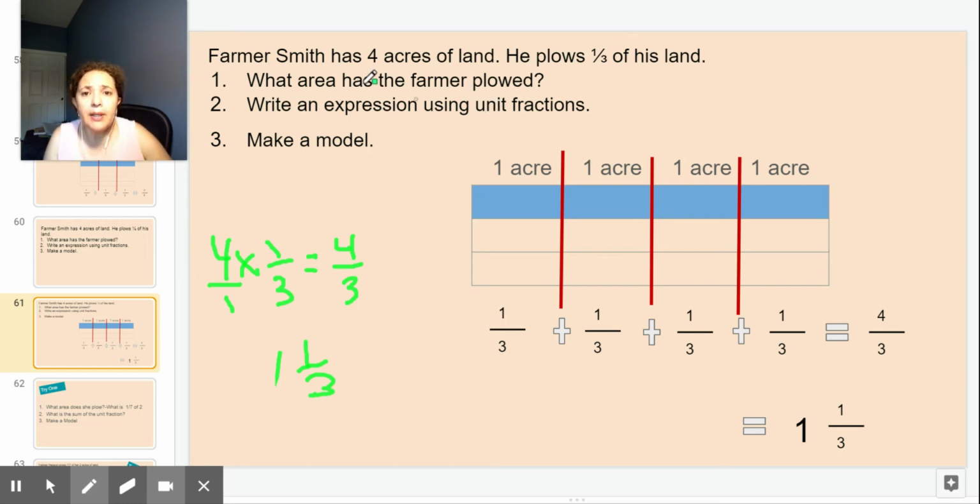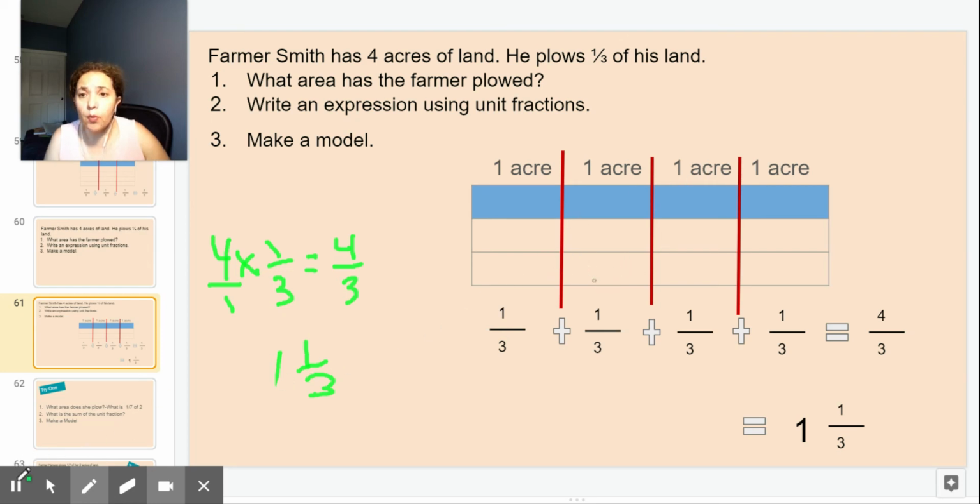So it means you have 4 acres. So I have 4 acres and he plows 1/3 of each of those acres. So 1/3 of this one, 1/3 of this one, 1/3 of that one, 1/3 of that one. So I have 1/3 of each one of those. I have 1, 2, 3, 4 thirds, 1 and 1/3. So this is my sum of the unit fractions, and here's my model.